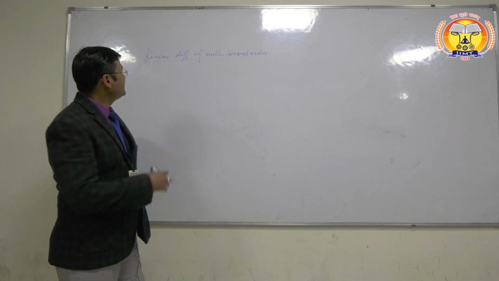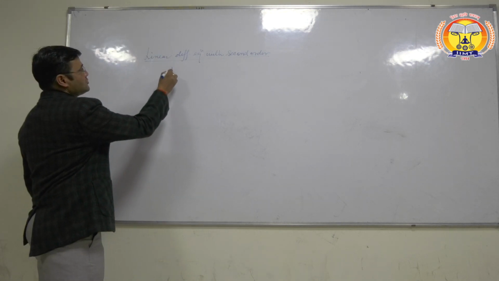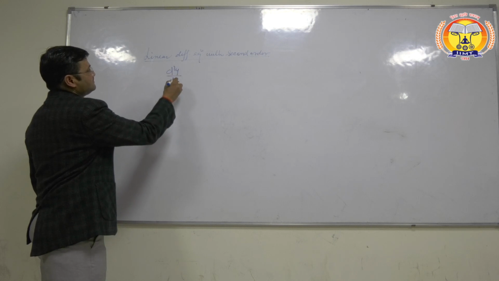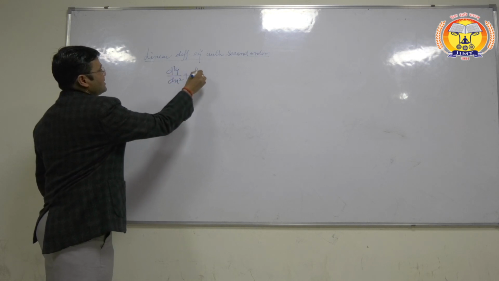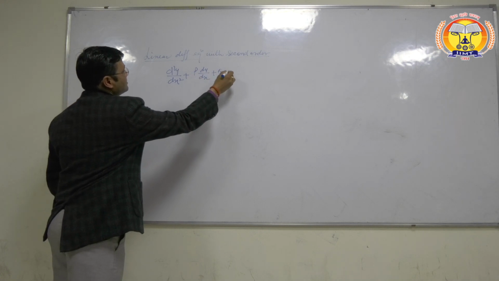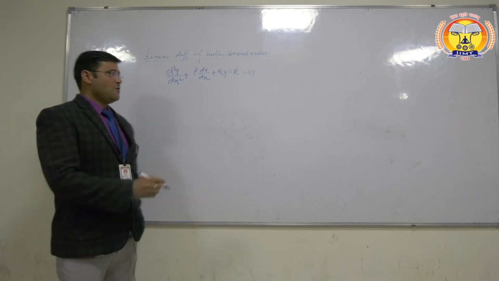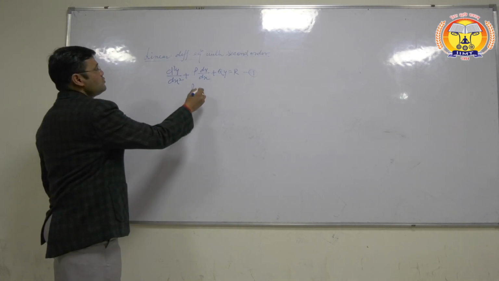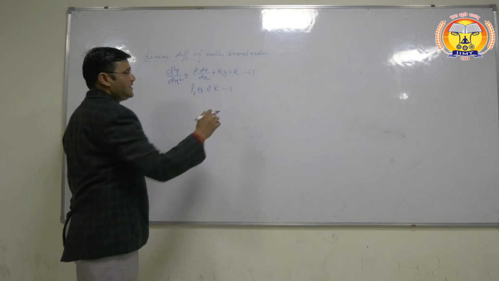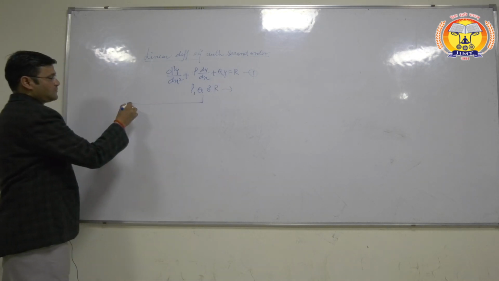Today I am discussing the linear differential equation of second order. The general equation of a second order differential equation is d²y/dx² + p dy/dx + qy = r, where p, q and r are any functions of x. Now we will discuss the four types of this form.